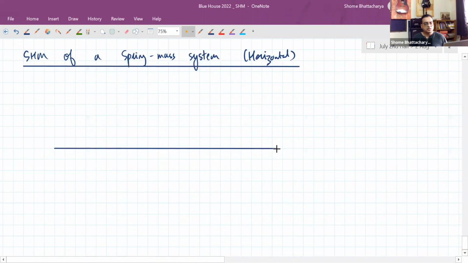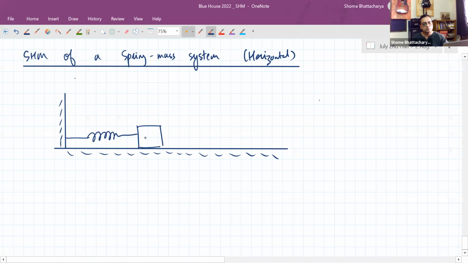So if the mass or the block in concern is oscillating on a horizontal surface, by definition, that horizontal surface must be frictionless. If it has friction, then it will not be an SHM because there will be dissipation of energy. Oscillation itself means that the energy remains constant throughout. It keeps oscillating between potential and kinetic energy. So on a frictionless surface, a block can slide freely, but it is also attached to a spring, an ideal massless spring like this.